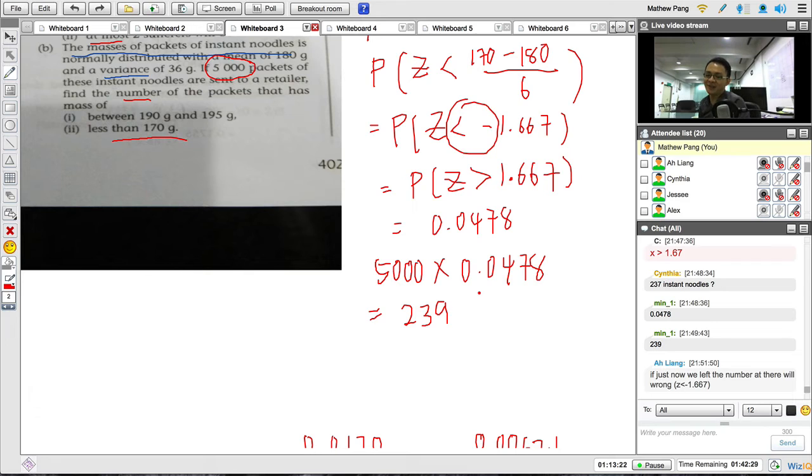If just now we left the number there, no, because over here you can't find the exact value in the table with the less-than and negative symbols. I say you have negative, you can't find the exact value in the table. You have less than, you can't find the exact value in the table. You must have bigger and positive value, then only you can straight away find the exact value in the table.